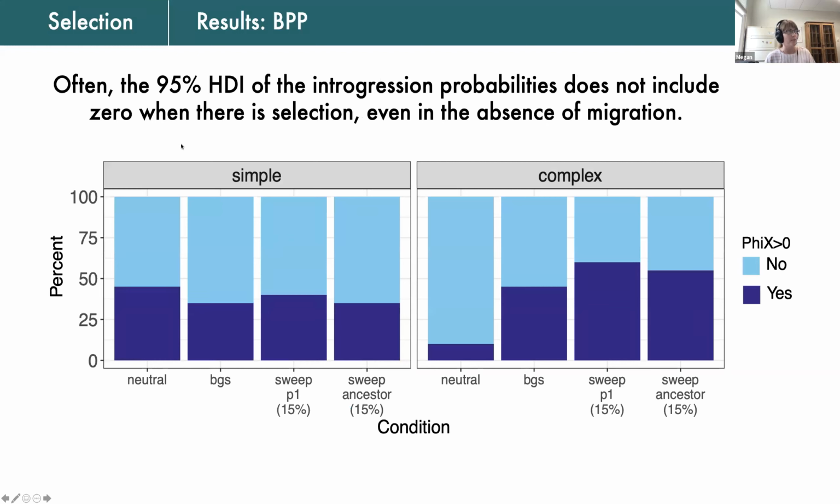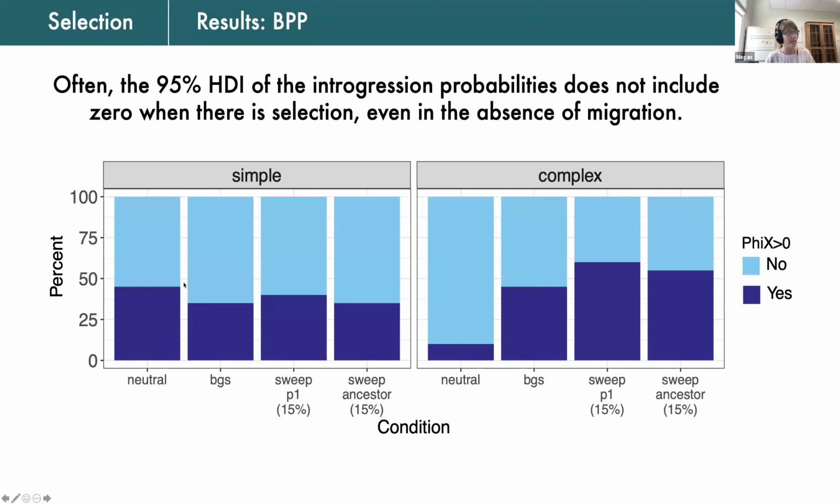Okay, so these are the results for BPP. What I'm showing here is that light blue means that our intervals included 0, which is a correct inference, and dark blue means that our intervals did not include 0, so that's an incorrect inference.